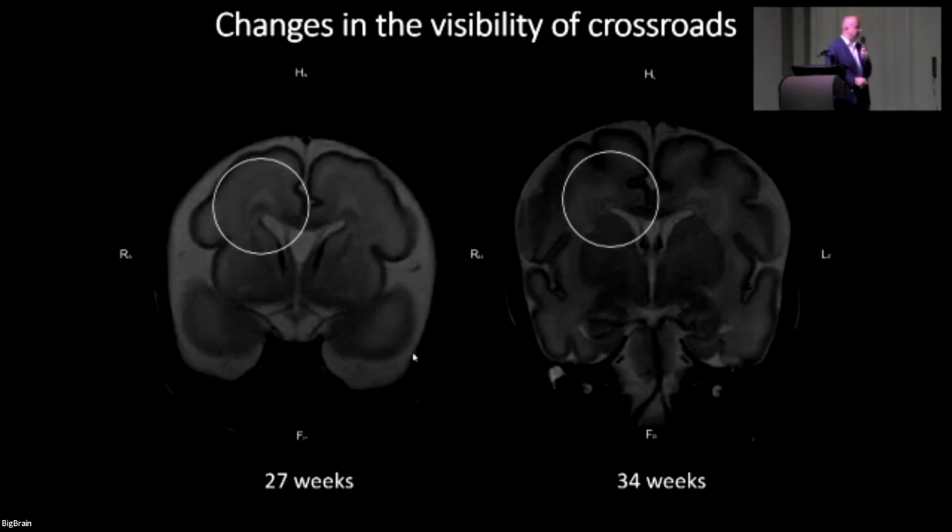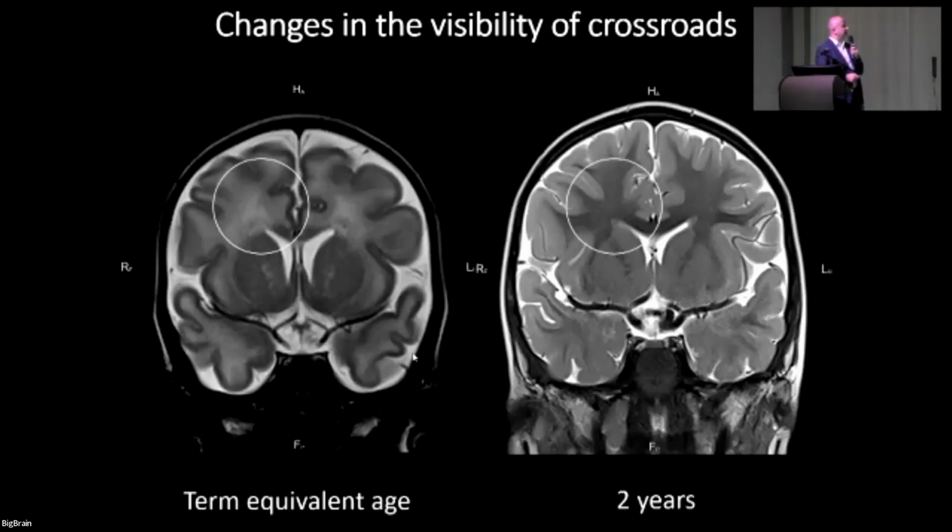For example, if you take an image at 27 weeks of gestation, then you could easily see this frontal crossroad region. But if you take this image at 34 weeks of gestation, the visibility of this crossroad region is decreased. And then if you take an image at term equivalent age, you still could see the crossroad region. But if you take an image at 2 years, then this crossroad region is visible no more. So it is important to see how clinically you could use the visibility of this crossroad region.